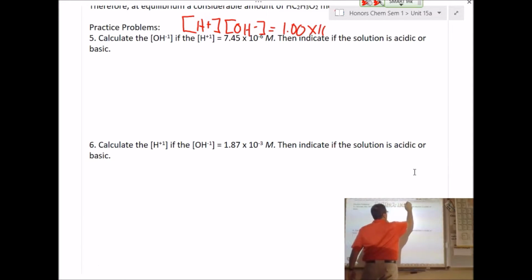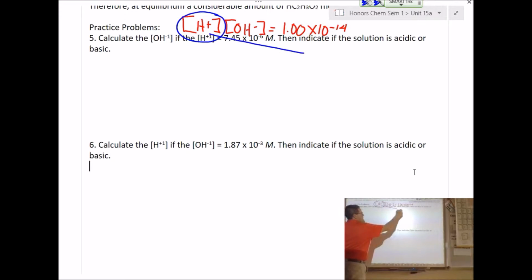All right. So here again, you will be given this, which is an expression for a constant. And the question says, calculate the hydroxide concentration if the hydrogen concentration is 7.45 times 10 to the negative 6. Then indicate if the solution is acidic or basic. So, we know the hydrogen concentration, and we're looking for the hydroxide. So that means that we need to divide the hydrogen on both sides. So if I were to rewrite this, I would say that I'm looking for the hydroxide.